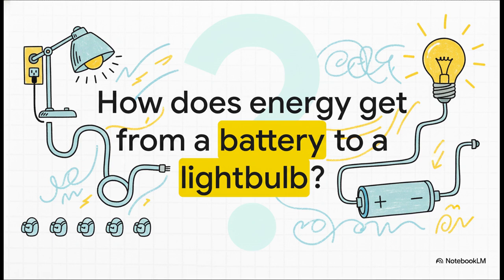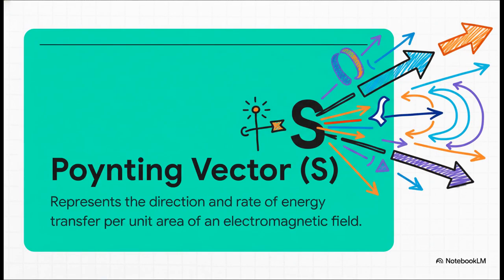Like water flowing through a pipe. We picture electrons marching along, carrying little backpacks of energy from the power source to the light bulb. But is that what's really happening? Well, this is where the Poynting vector comes in.